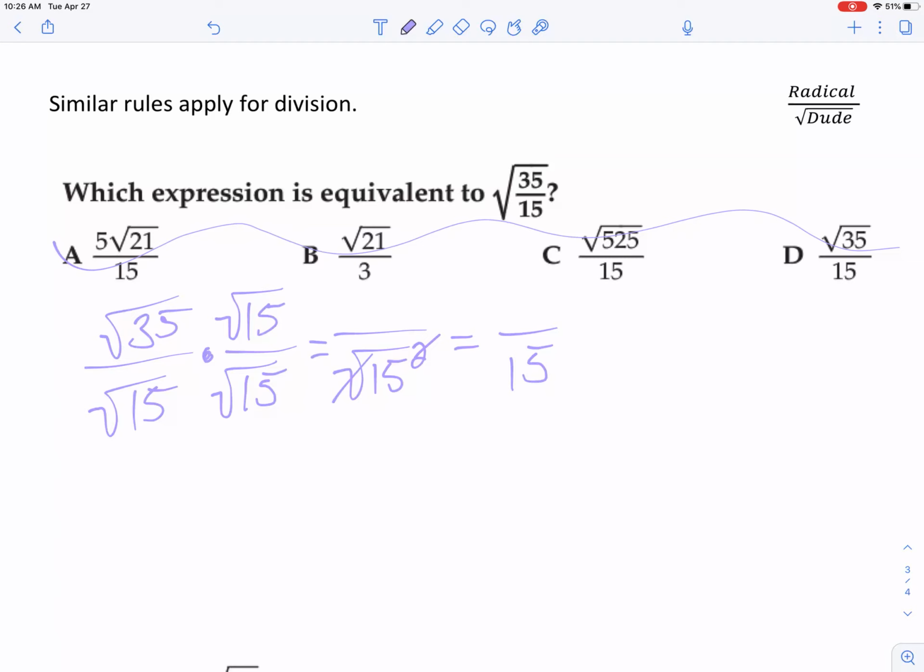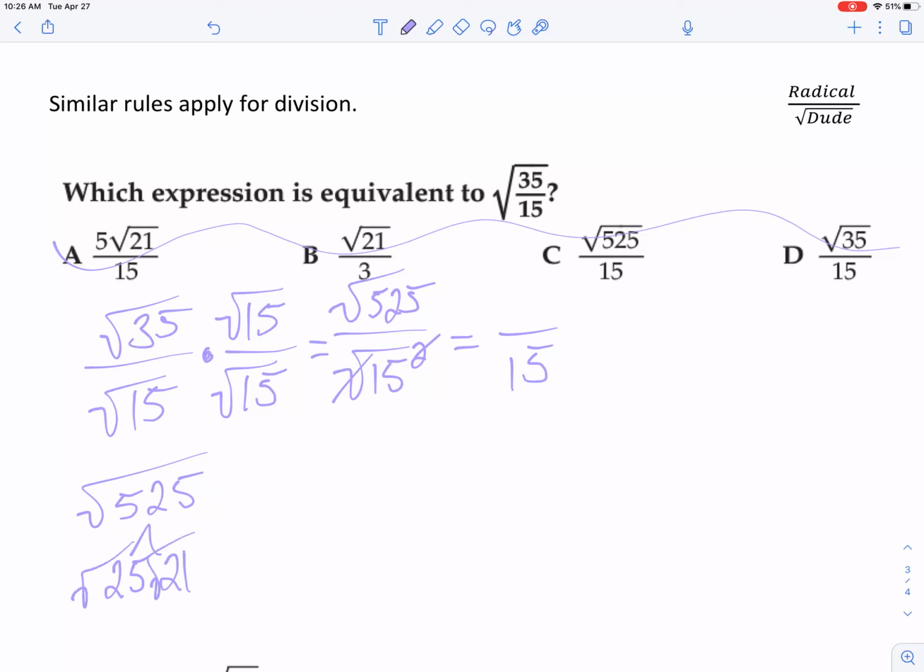Then on top, I have root 35 times root 15, so I'm going to go ahead and multiply that 35 times the 15, and that gives me the square root of 525. I'm going to see if anything can go into that. I'm going to do some chicken scratch work off to the side. I'm thinking maybe a 25 is going to go into there, and it looks like it's going to go in 21 times.